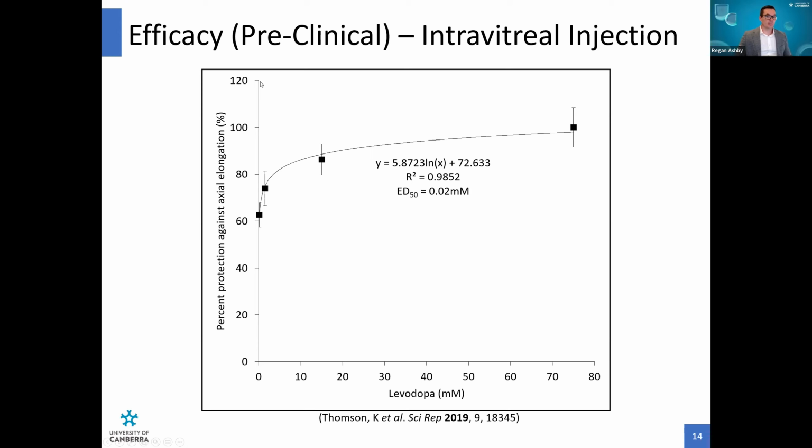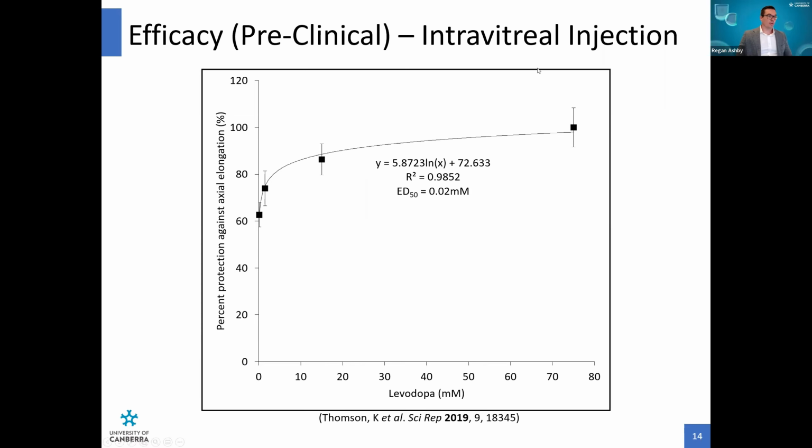the y-axis is the percent protection against axial elongation, because this is the ultimate goal of any treatment, is to prevent axial elongation. So down this end of the scale, 0% protection means that they develop full amounts of myopia. So they have this excessive elongation of the eye. And 100% obviously means we completely abolished the development of experimental myopia and we saw no excessive elongation.